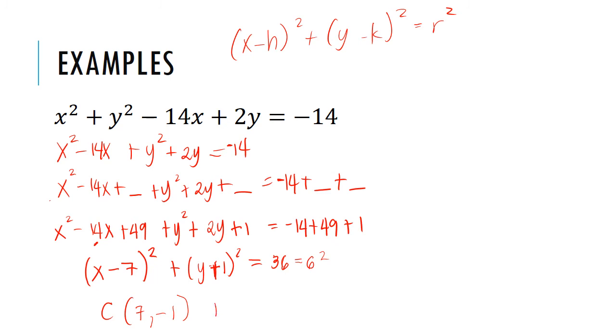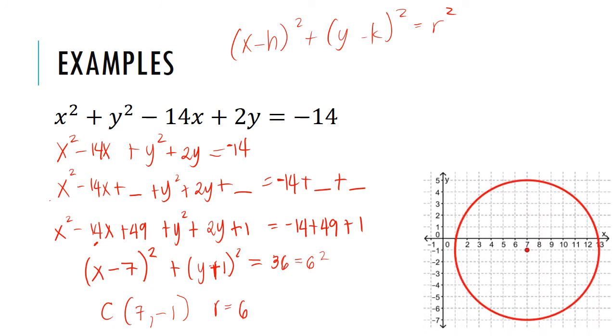Okay. And anong radius natin? By inspection is 6. Bakit 6? Square root ng 36 or kapag in-express mo yung 36, 6 squared. R equals 6. So, ang itsura niyan, ganito. Oh, may graph ako. Center is 7, negative 1. Ayan. Like so.